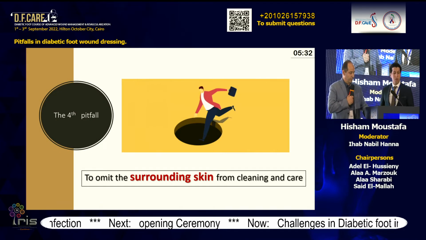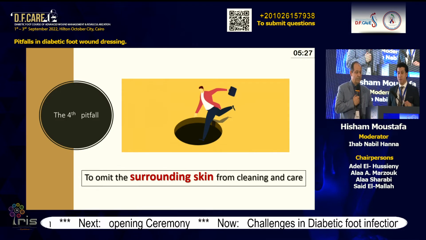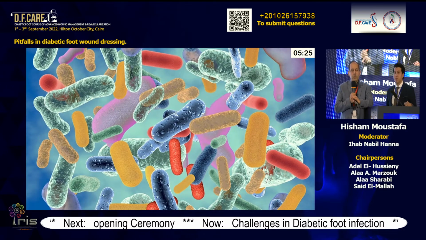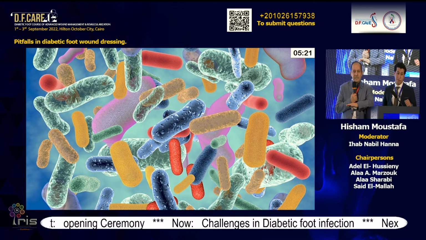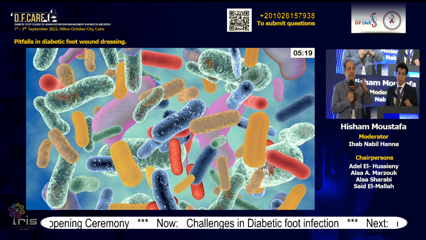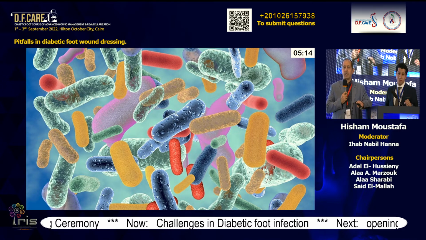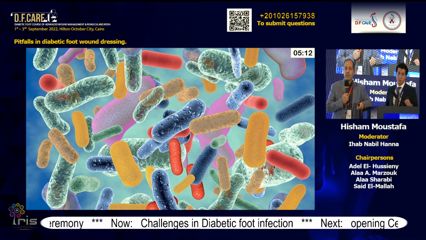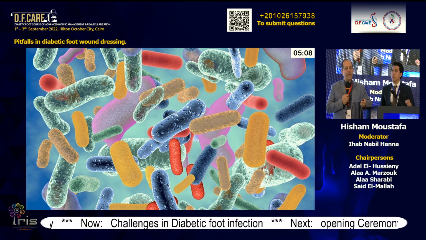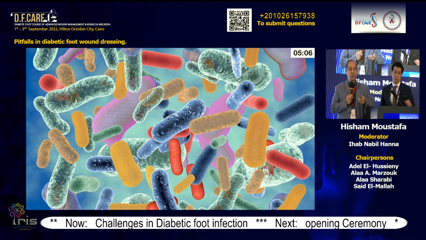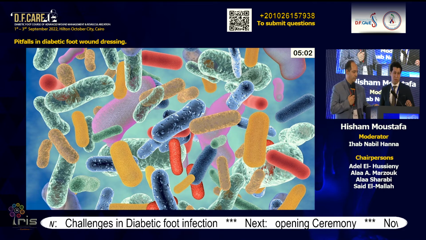The fourth pitfall is to omit the surrounding skin from cleaning and care. If you go to a microscopic study of the surrounding skin, you will see that it is heavily colonized by microorganisms. If you don't include the surrounding skin in your target during wound dressing, you are leaving multiple enemies to re-attack the wound again. So it's very important to include the surrounding skin in cleaning and sterilization.